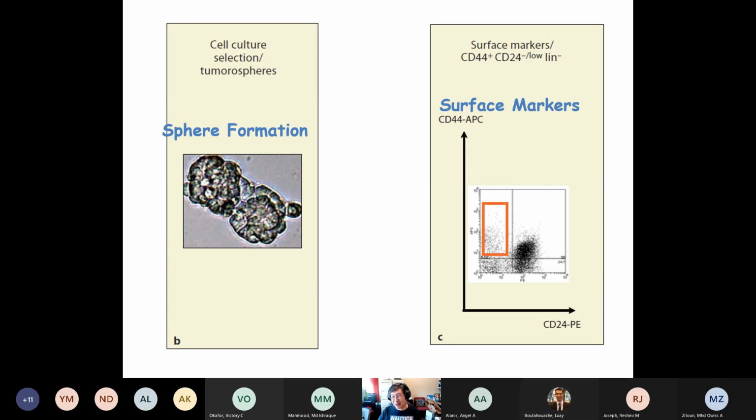Please, just interrupt me. We have a small class. Why is CD44 considered a stem cell marker, not CD24?